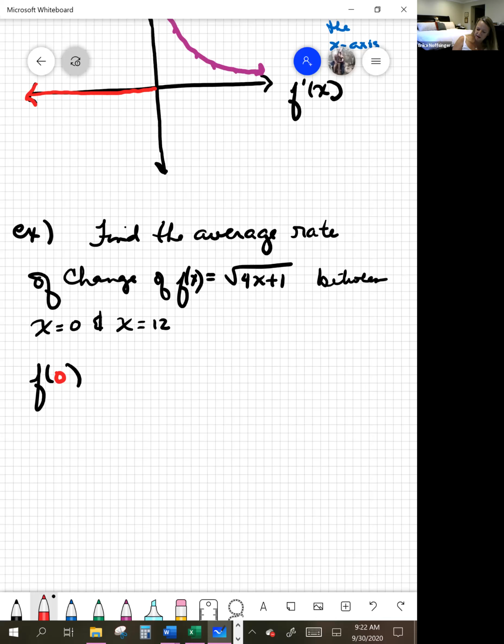So going in here and plugging in 0 wherever you see an x, we get this is equal to the square root of 4 times 0 plus 1. So this is the square root of 1, which is 1. So we have a point at 0, 1.